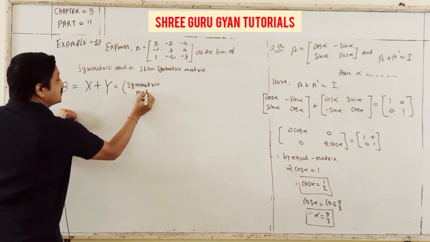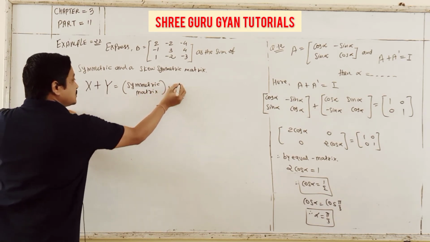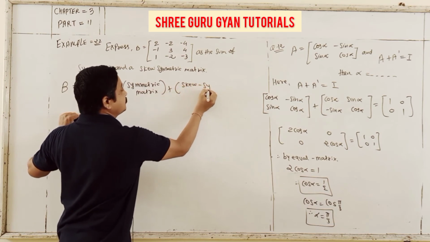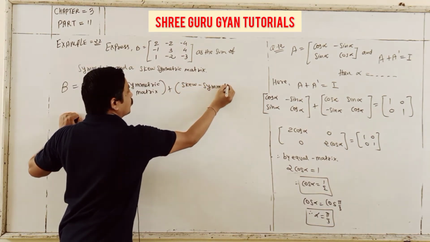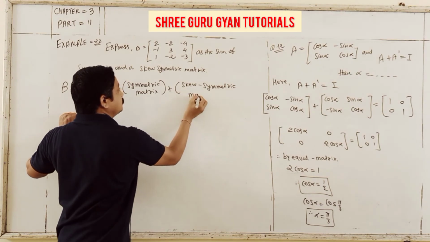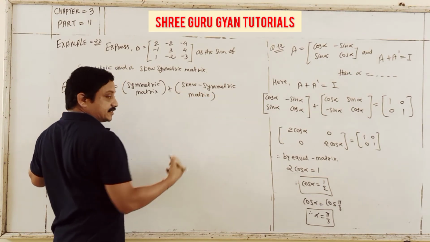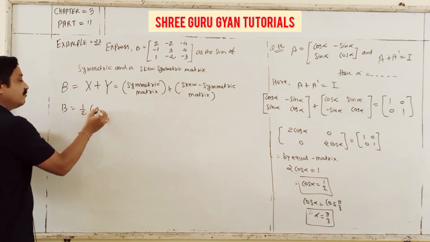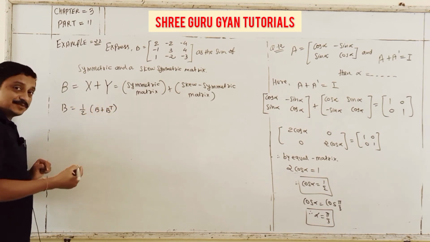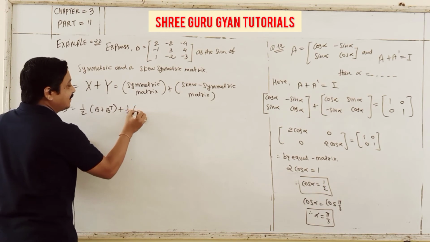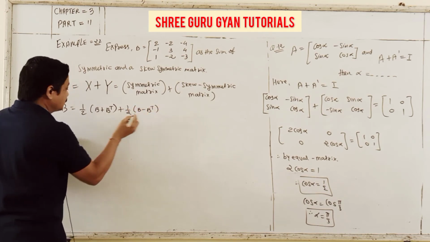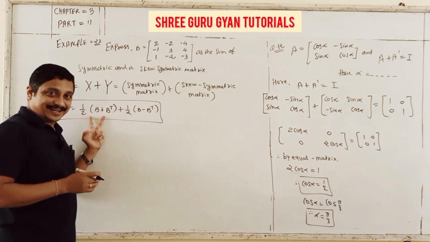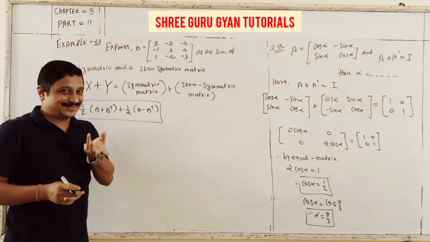Very easy, students. And plus second is a skew symmetric matrix. And this part I know that it is one of the half B plus B transpose, again B minus B transpose, and these two are the parts of the first symmetric, second as skew symmetric.